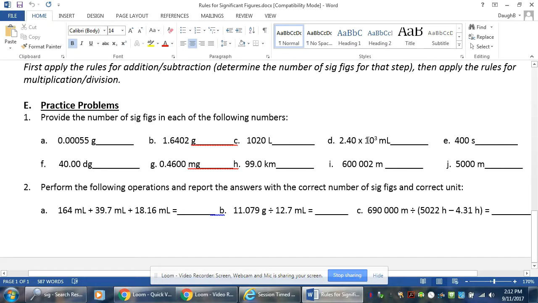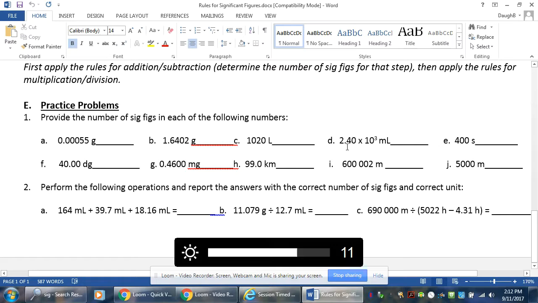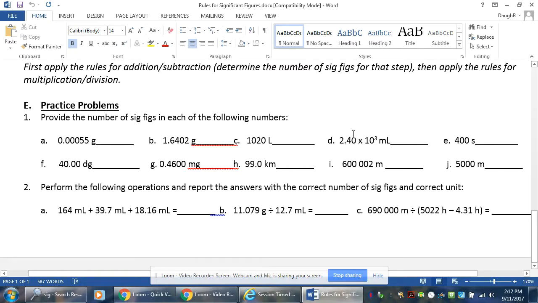D, if it's in scientific notation, just go ahead and count on all of them being significant. This one's far to the right after the decimal point, so it's still significant either way. Therefore, this has 3 significant figures.